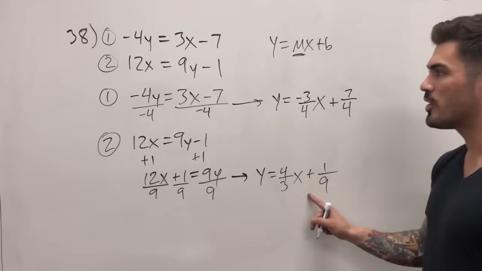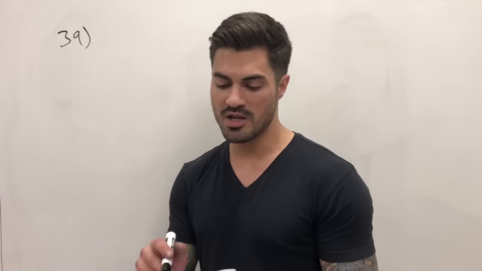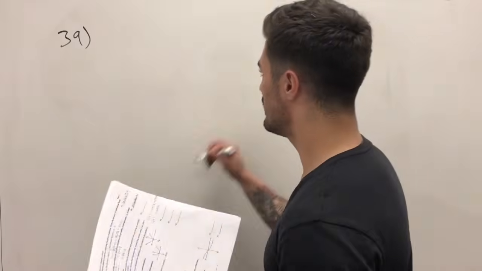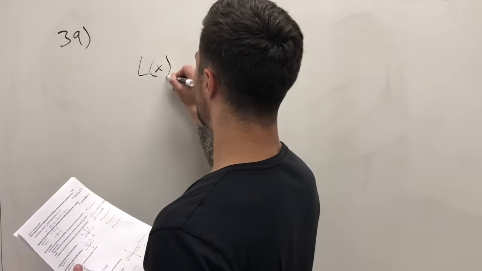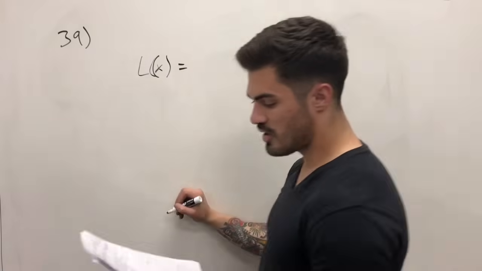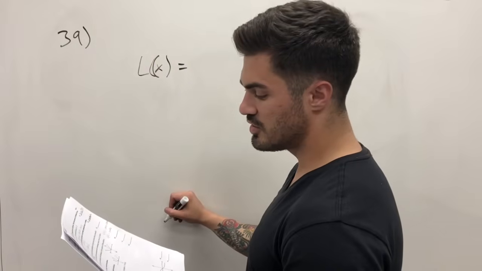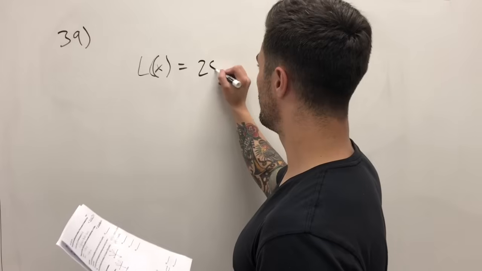All right, for number 39, it says Joey borrows $2,800 from his grandfather and pays the money back in monthly payments of $200. Write a linear function that represents the remaining money owed, L(x), after x months, okay? So we have L(x) equals, all right, so he starts with 2,800 owed, right?